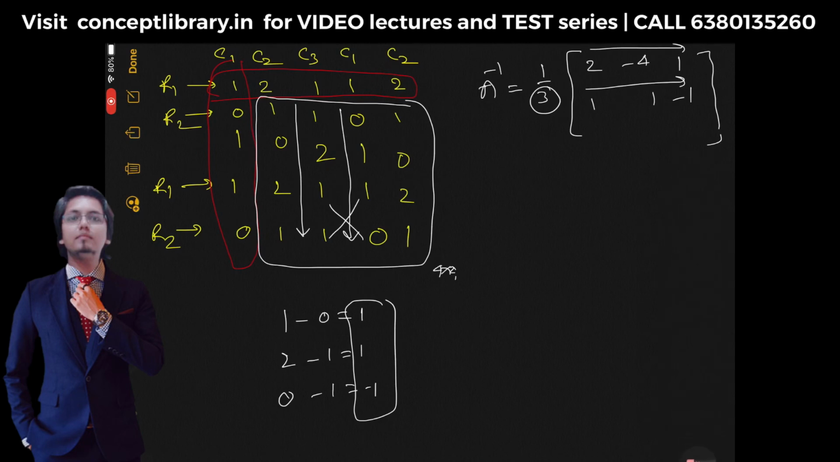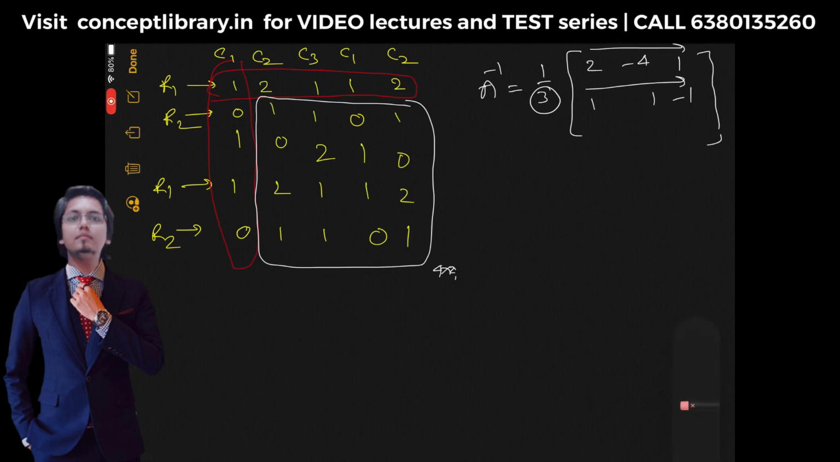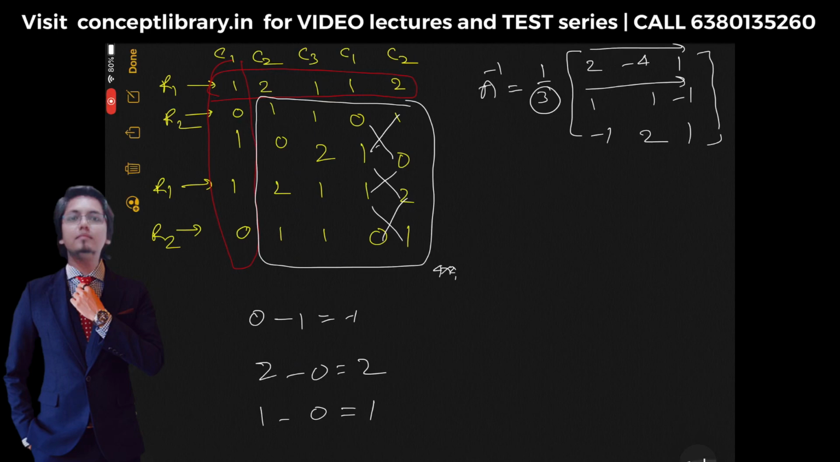Erase this and erase all these things, and now let's multiply column wise and let's write row wise. Column wise, how to write? 0 minus 1, then we got here minus 1, so write here minus 1. 2 minus 0, we got 2, so write 2. 1 and here minus 0, we got 1, so 1. So we got our A inverse.